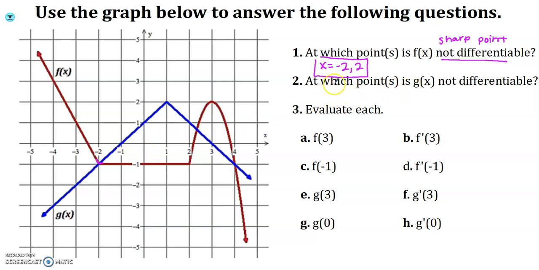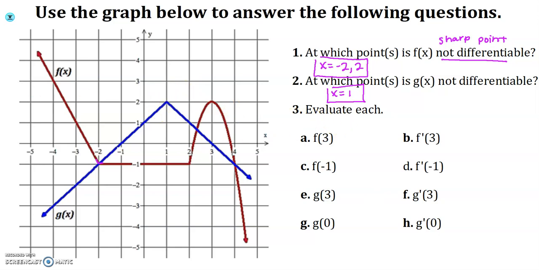So if I look at g of x, at which point is g of x not differentiable? The only place I have a sharp turn in g of x is at 1. So that's just going to be x equals 1. Okay. So anywhere it's not differentiable is anywhere you have like a corner, a sharp point on the graph.